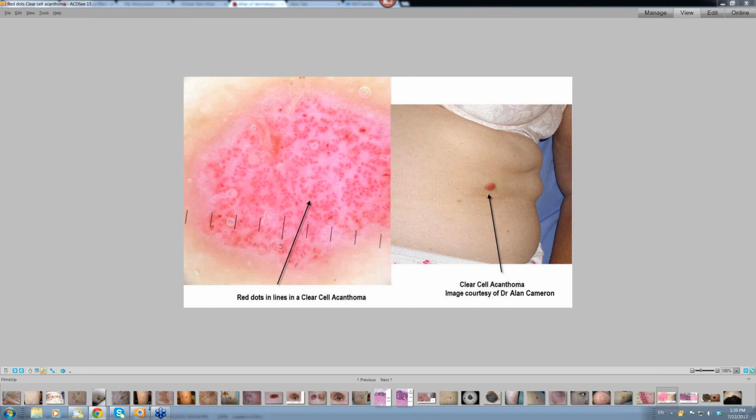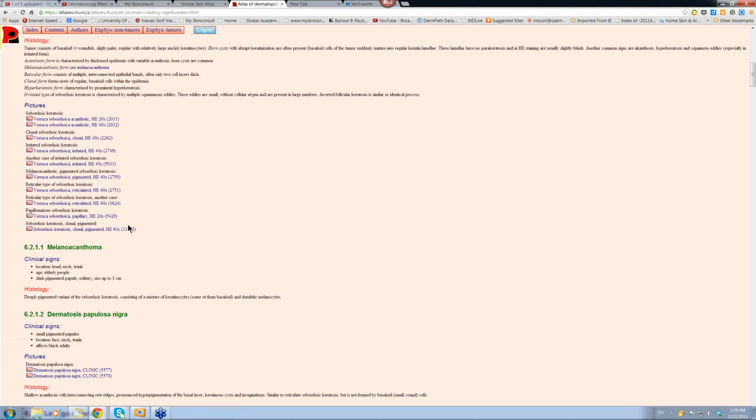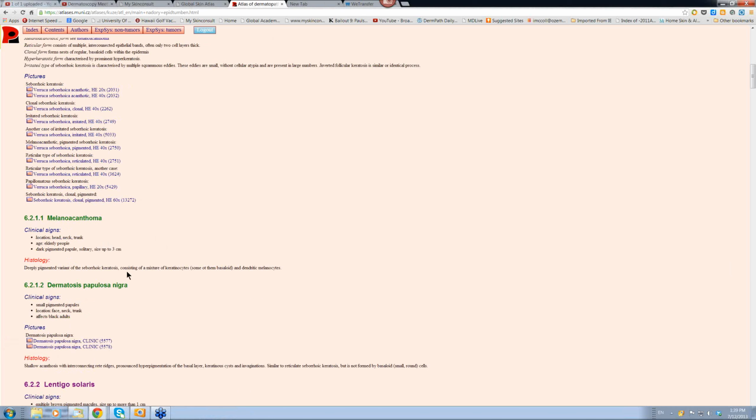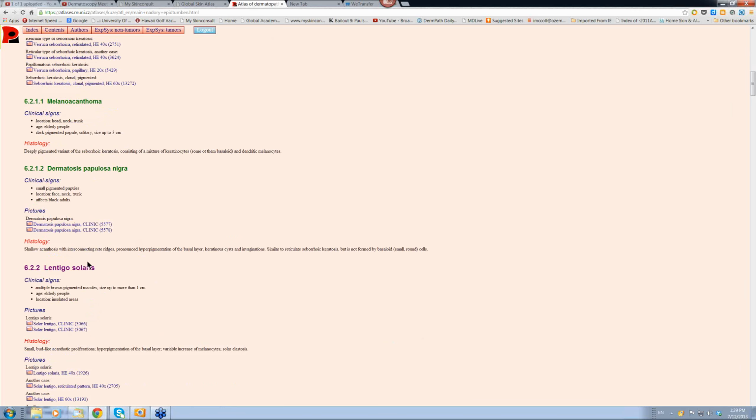Now, back to the histopathology here. I think we've looked at most. There was their melanoacanthoma. Have they got an example? No. There's dermatosis papulosa nigra. They've got a clinical, but they don't have a histology there. They're commenting, shallow acanthosis, interconnecting rete ridges, hyperpigmentation of the basal layer, keratinous cysts, invaginations. So similar to a reticulate seb-K that we showed you earlier on.